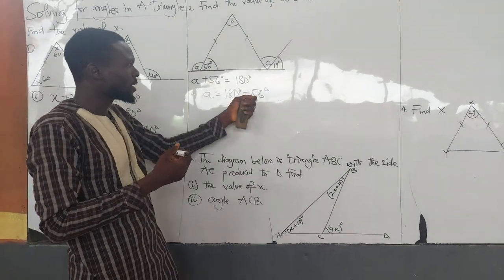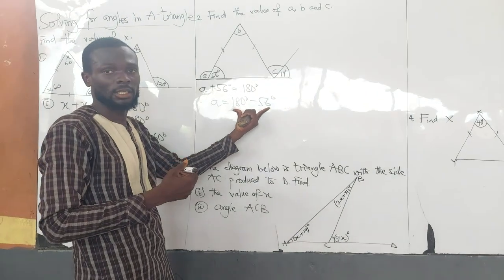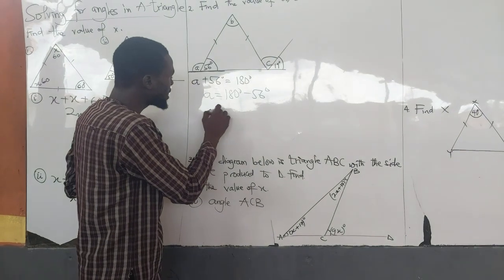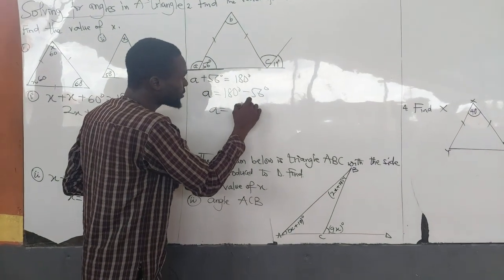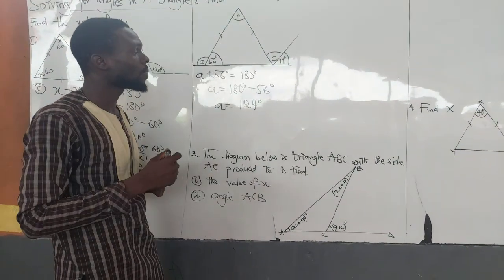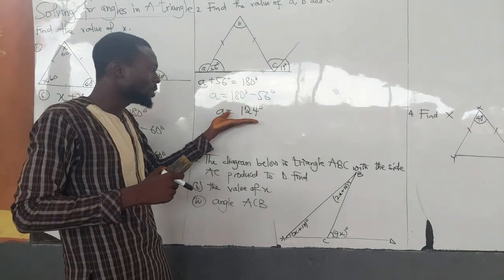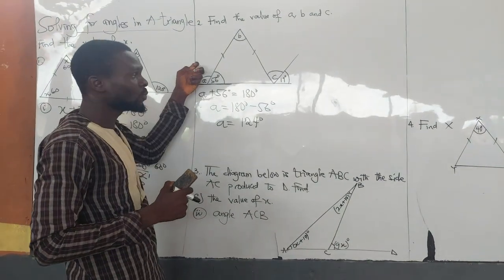We want A. Now here we have to subtract. If you have 180 and you are taking 56 out from it, that is going to give you A is equal to 124 degrees. So A is 124 degrees. You've been able to solve for A. So now you are done with the A.